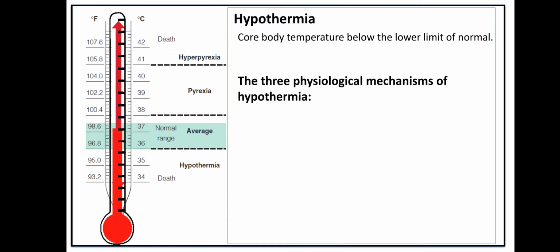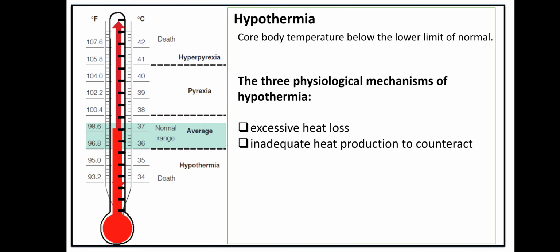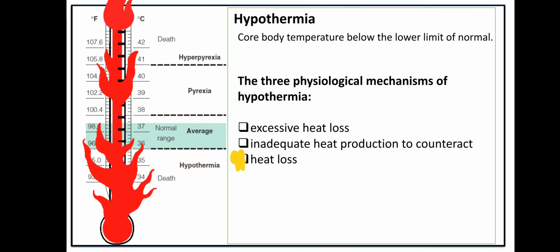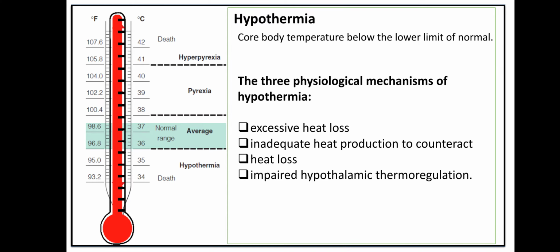So, there are three physiological mechanisms of hypothermia. So, ito po yung mga reasons kaya nagkakaroon ng hypothermia ang isang tao. So, nagkakaroon due to excessive heat loss, inadequate heat production to counteract heat loss, and lastly is the impaired hypothalamic thermoregulation. So, ito po yung tatlong mechanisms na nagkakaroon ng hypothermia.